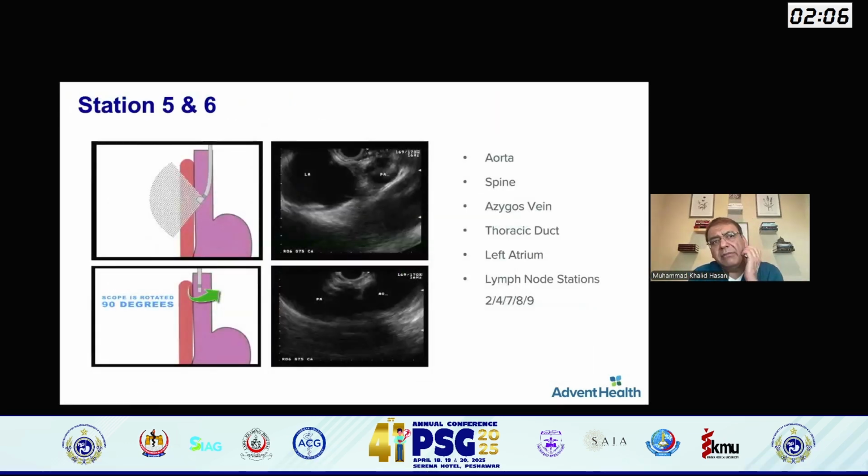For the mediastinum, stations 5 and 6: if you keep the scope straight in neutral position, meaning views facing up, and pull the scope back to 30, rotate a little bit right and left, you will see the left atrium and the pulmonary artery. The area between those is the subcarina. If you come back further, 1 to 2 centimeters, with the wheels facing downwards, that would take you to the descending aorta.